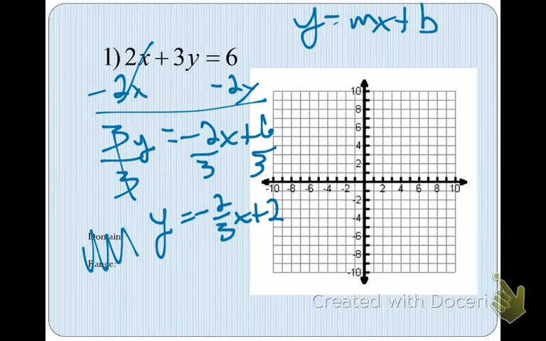Okay? Now graph. Remember, this is your y-intercept. Y-intercept is where the line touches the y-axis. So that means we're going to start right here. This is the y-axis. This is the x-axis. And then the slope tells us where to walk for the next point. So since it's negative 2/3, we want to go down 2, right 3, and that puts us here. We can go down 2 and right 3 again. That puts us right here.